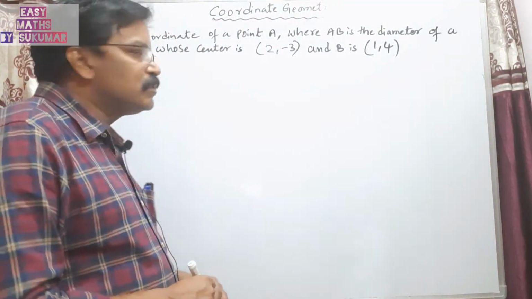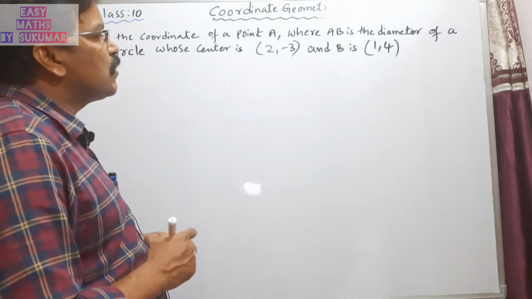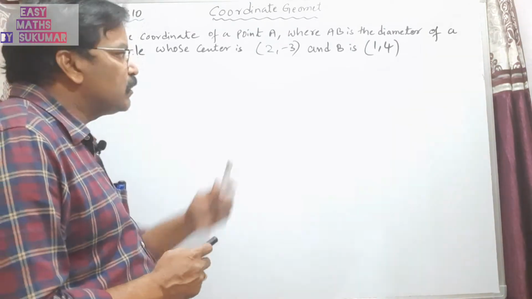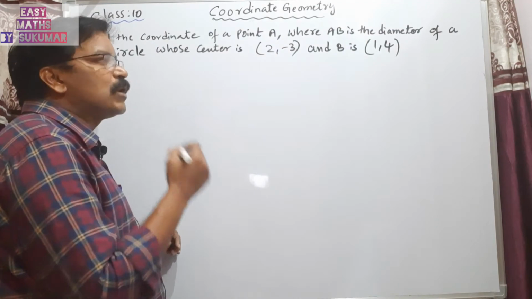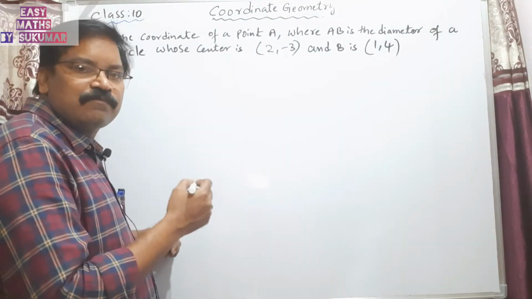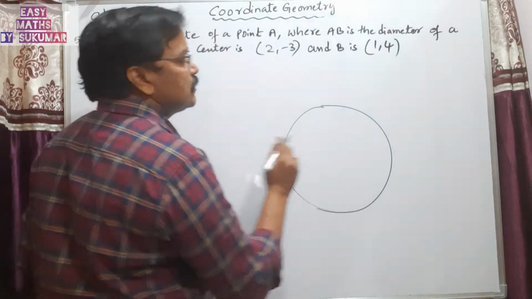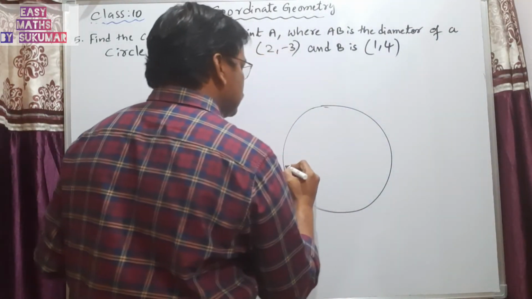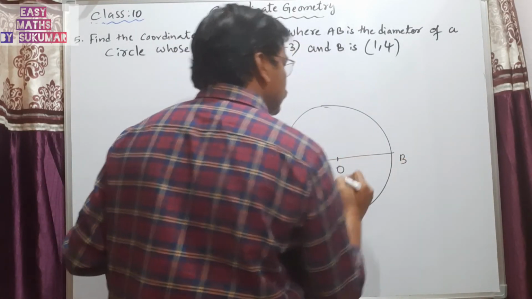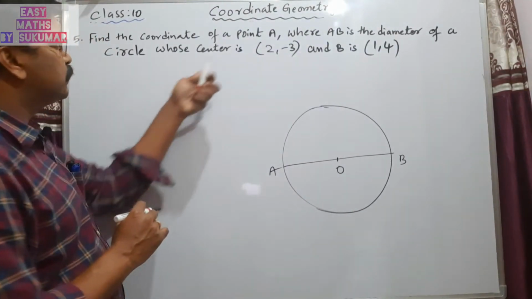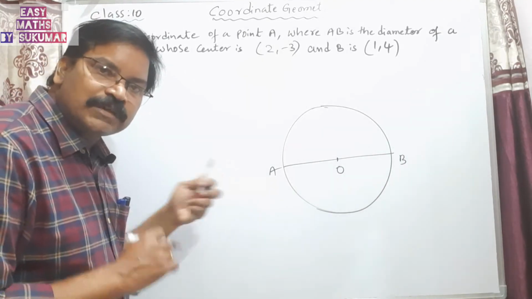Coming to the fifth question in this exercise 7.2 in coordinate geometry. Find the coordinates of a point A where AB is the diameter of a circle whose center is (2, -3) and B is (1, 4). Let us take a circle here. This AB is the diameter of the circle, and this is the center of the circle. Here we should find the point A. That means we should find the coordinates of A.